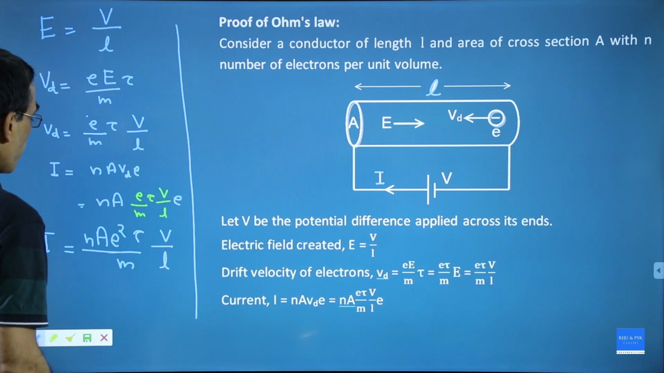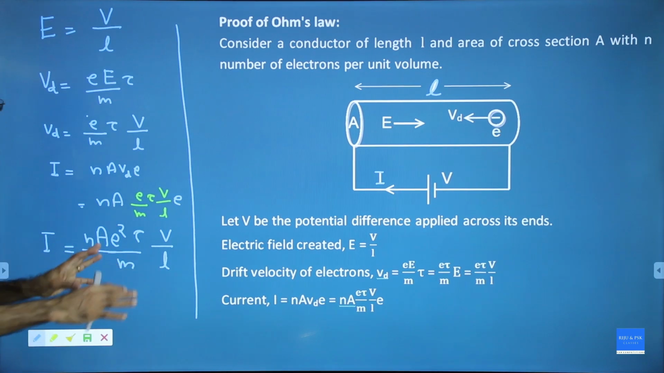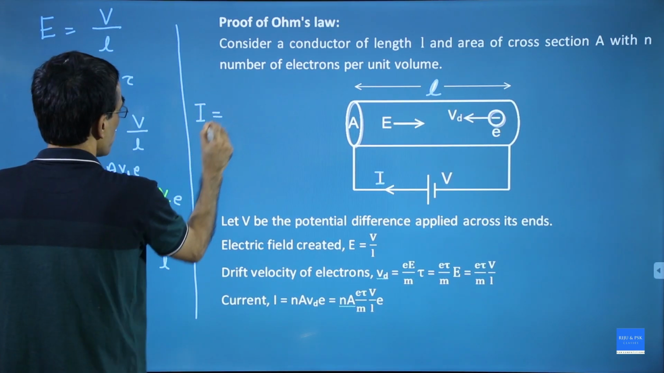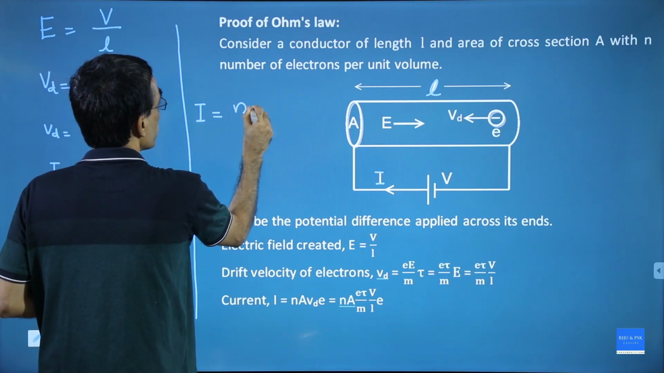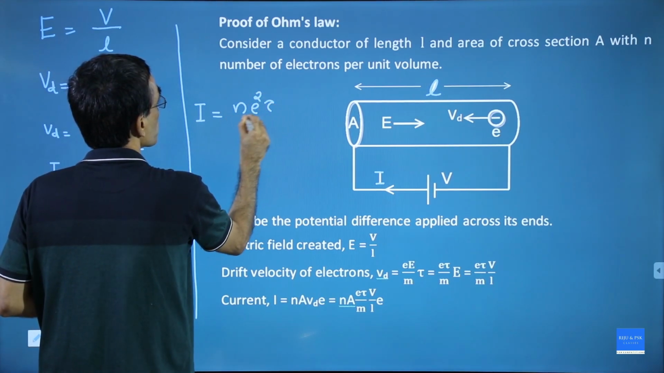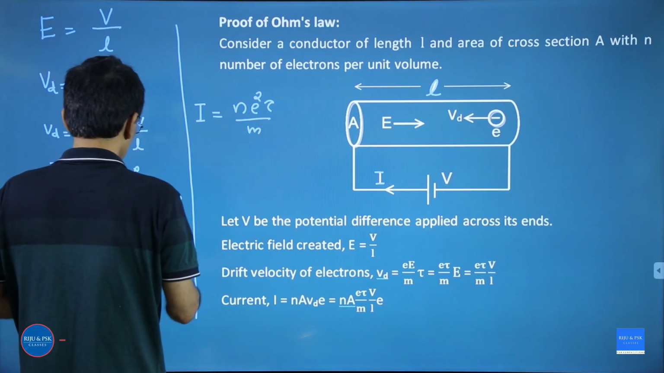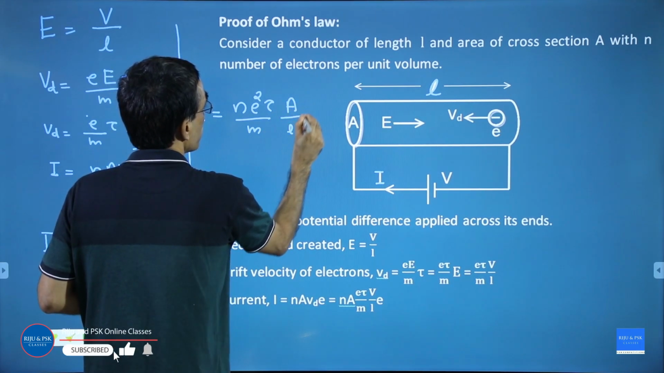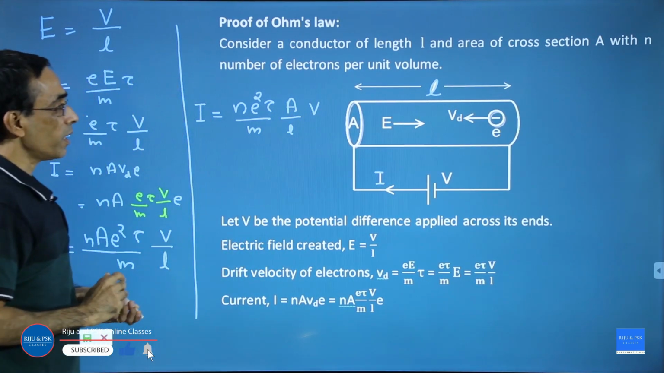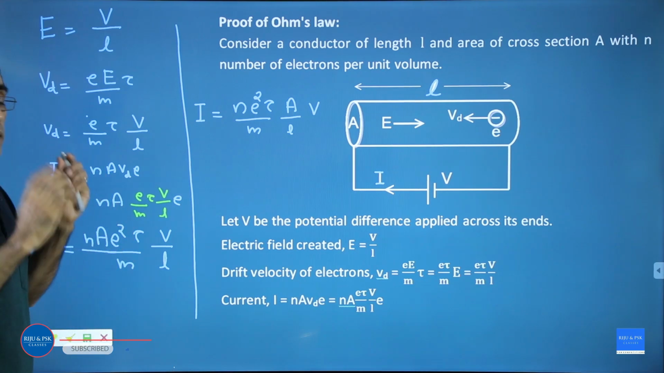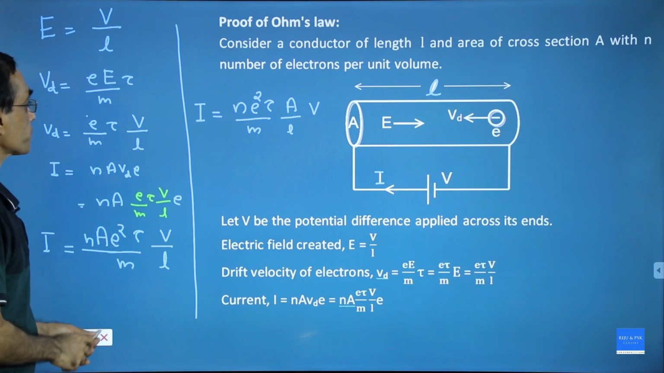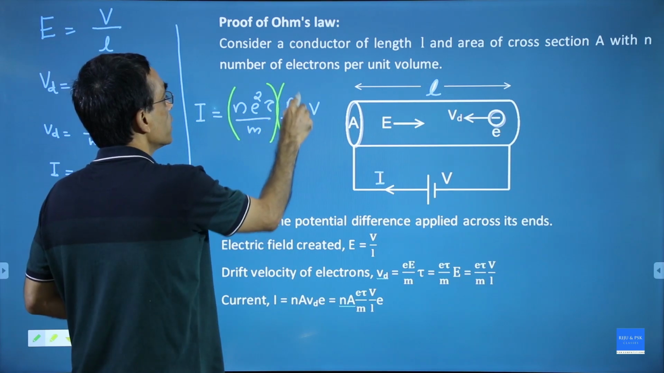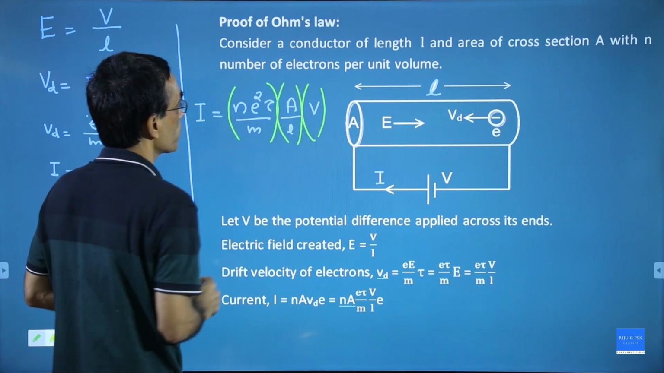Now, I am going to rearrange this. I am going to rearrange it like I equal to n e square tau by m into A divided by L into V. There is a purpose of writing this in this format. I will tell you why. This has got 3 parts. Which are those 3 parts?